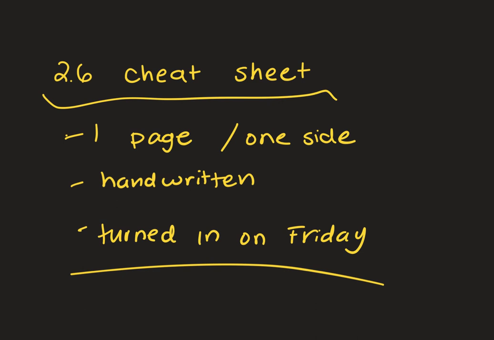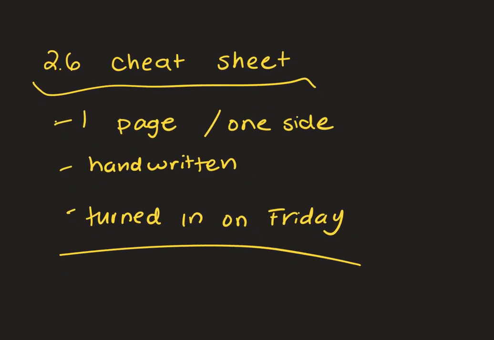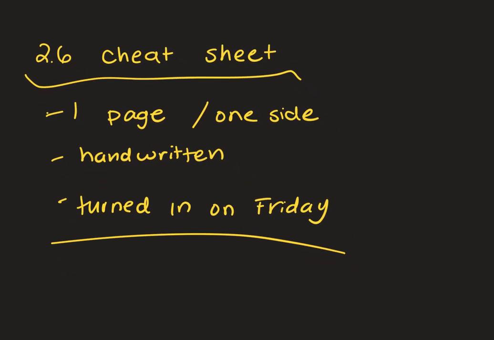If you do not turn anything in on Friday, then you cannot use it on Monday's quiz. Again, it has to be one side of a regular size piece of paper, and it has to be handwritten, and it can include anything from 2.6. So if you need some rules on domain or the composite functions, some examples, you can totally add them. But again, only what you turn in on Friday during class will be permitted to be used on Monday's quiz.